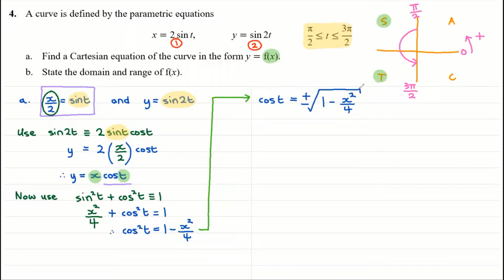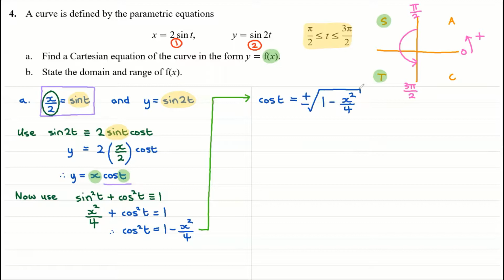But is this correct? Which one do I substitute in? I've got two possible answers. Do I use both or do I just use one? Well, this is where we go back to the range of values for t.